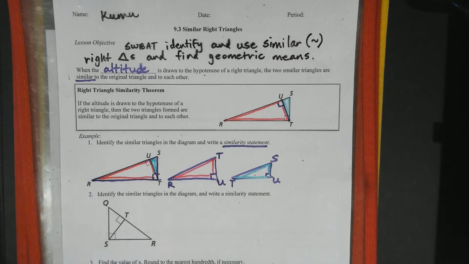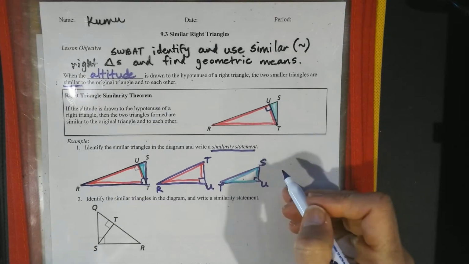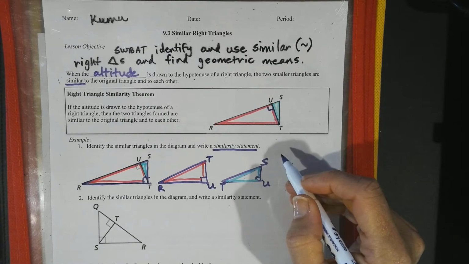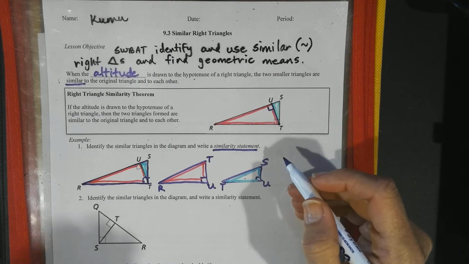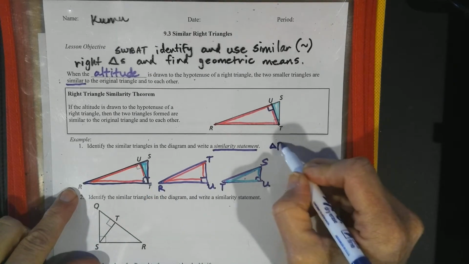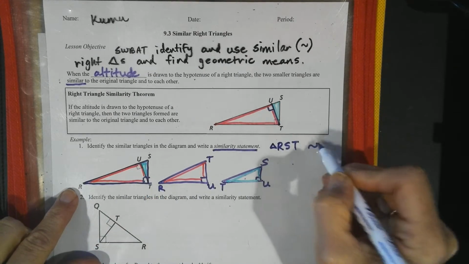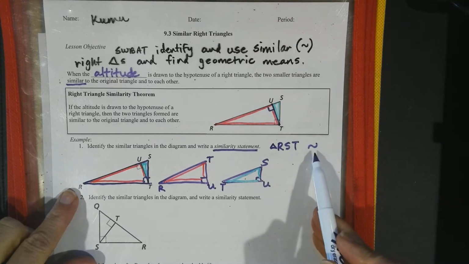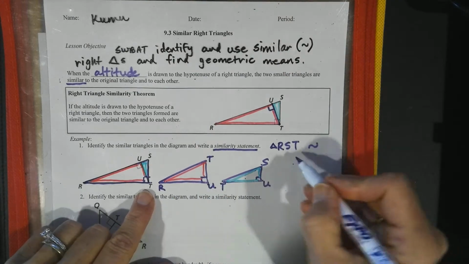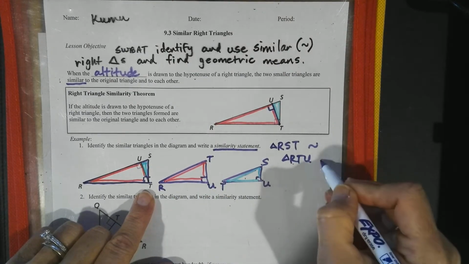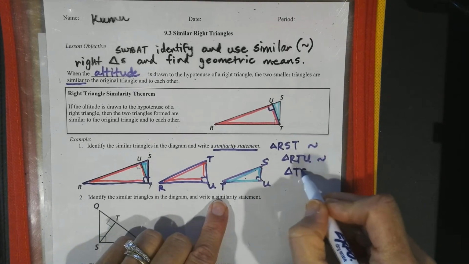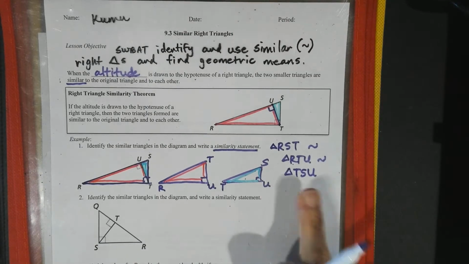So what you can write, here's the similarity statement. It's going to be RTS, or maybe I'll do RST. I'll start from here. RST is similar to, remember that's our similarity statement, RST is similar to RTU, it's got to go the same direction, which is similar to TSU. That's what it means to write a similarity statement.